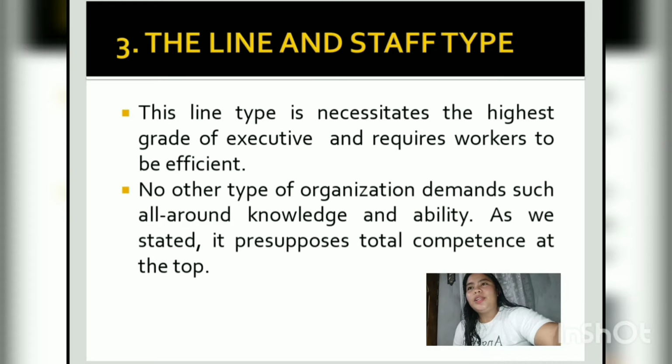The last one is the line and staff type. This type necessitates the highest grade of executive and requires workers to be efficient. No other type of organization demands such all-around knowledge and ability. As we stated, it presupposes total competence at the top.